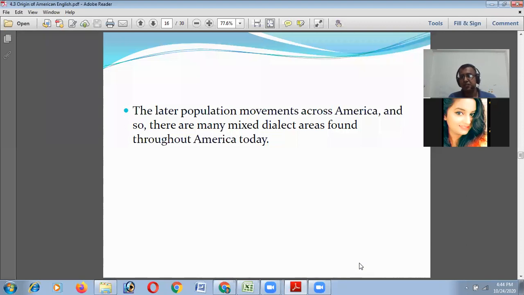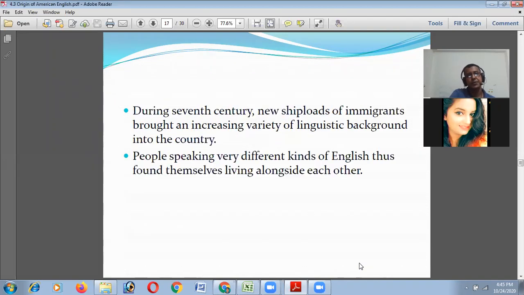Later population movement across America has resulted in many mixed dialect areas found throughout America today. And for this reason, the people from the UK or England went to America from different parts of the UK, and so we see different linguistic patterns in American English, though they use the English language.